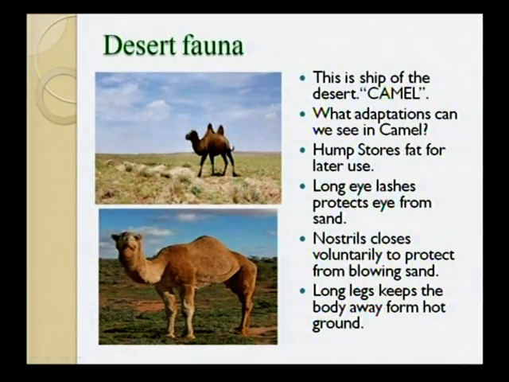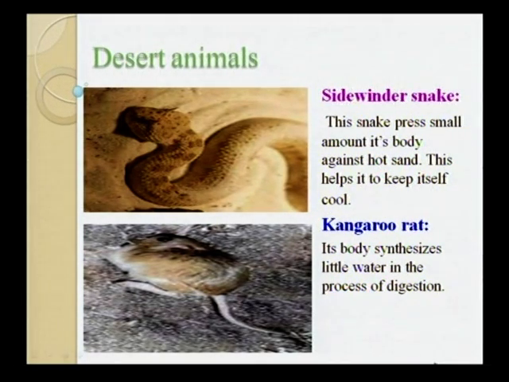Okay, so now let us learn about some more adaptations of the desert animals. Do you know about the sidewinder snake? Okay friends, let us discuss the adaptations of the sidewinder snake. Okay, so look at this, friends. So this is the sidewinder snake. So do you know what the adaptation of the sidewinder snake is? The snake presses a small amount of its body against the hot sand. This helps it to keep itself cool. So that is the technique this snake uses to protect itself from the hot sand.